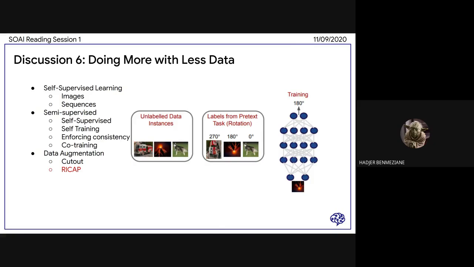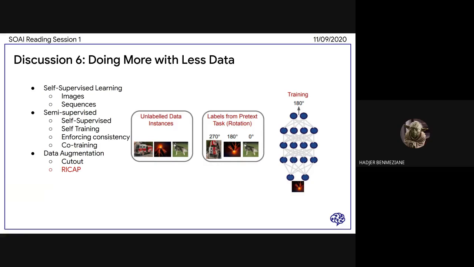Do you have any question? Or should we talk about data augmentation? So, okay, I think the best solution is the last one, data augmentation. I think data augmentation is used a lot, especially with images.